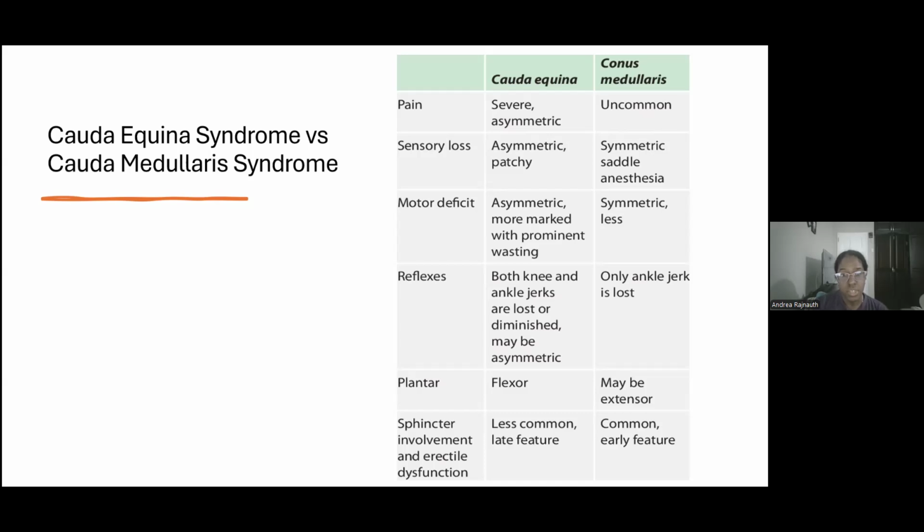Plantar reflexes: you get a flexor plantar reflex for the cauda equina, whereas for conus medullaris, you may get an extensor response. For cauda equina syndrome, it's less common to have sphincter involvement and is usually a late feature. For conus medullaris, it's very common and an early feature.